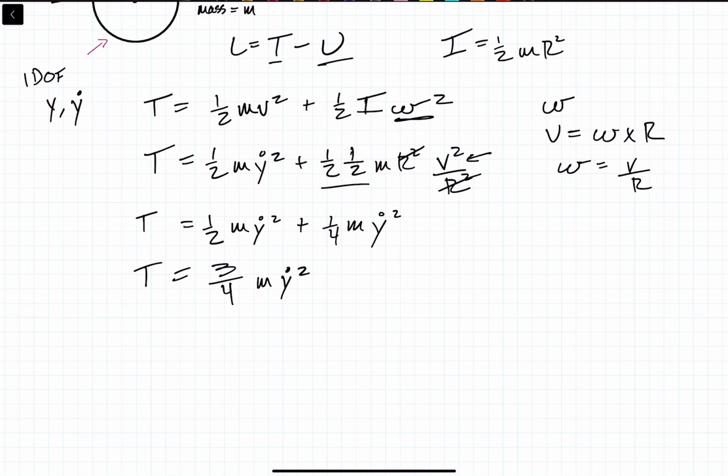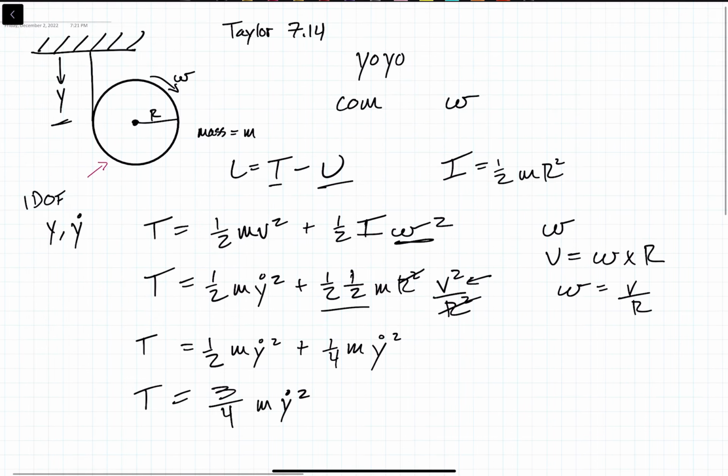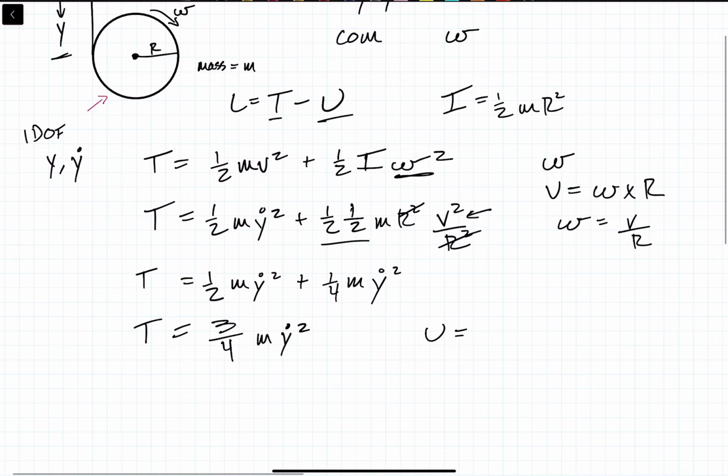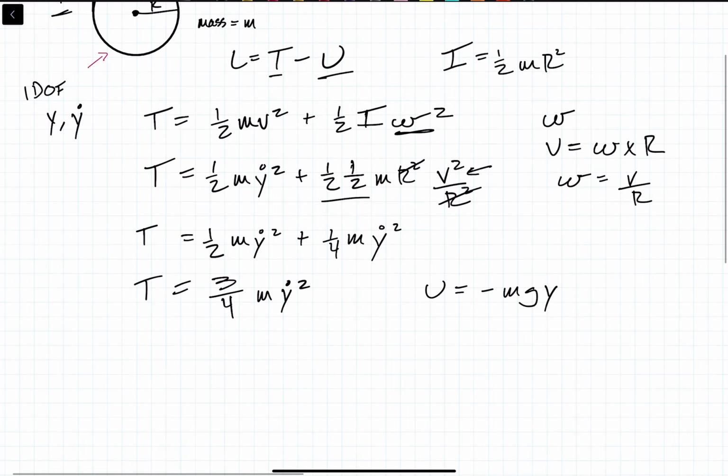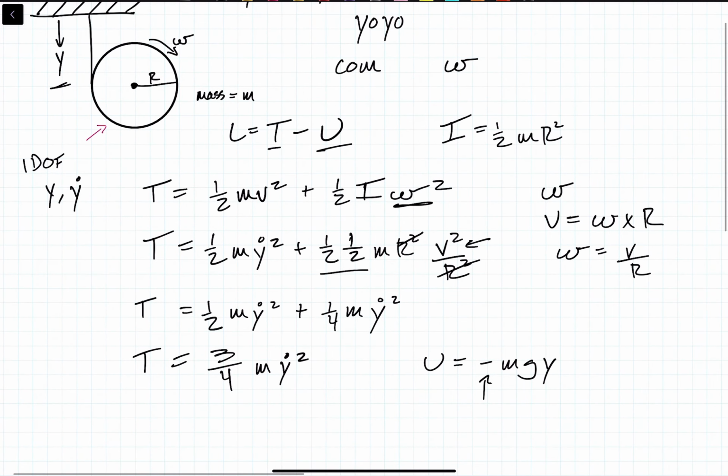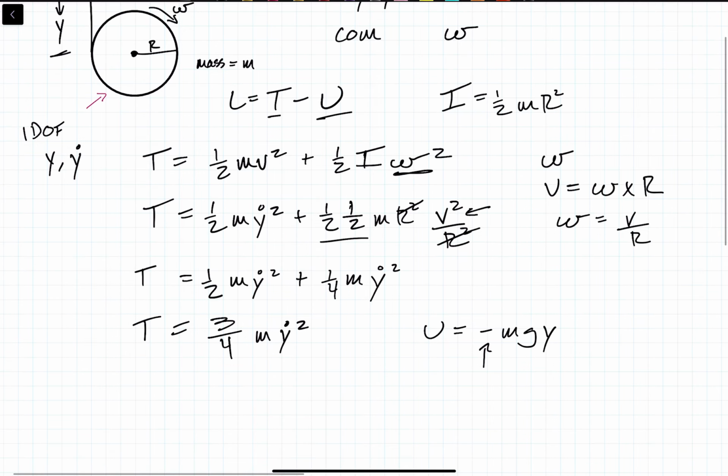Now we need to figure out U. U is the potential energy. The potential energy of this system is equal to negative m g y. And there's a negative sign here because the positive y-axis is pointing down. So if there wasn't a negative here, then we would be saying that the potential energy is increasing as the object falls. But we know that as an object falls towards the Earth, its potential energy decreases. So we have to put that negative sign there.